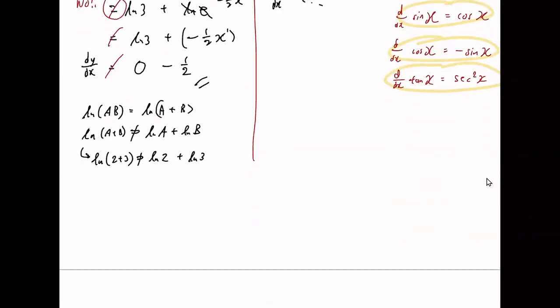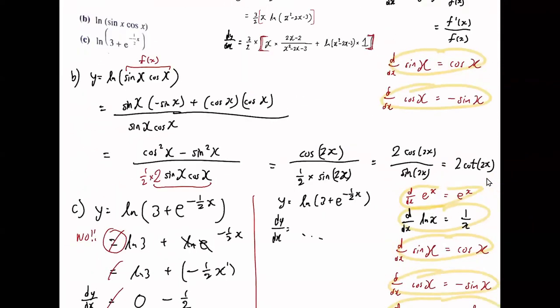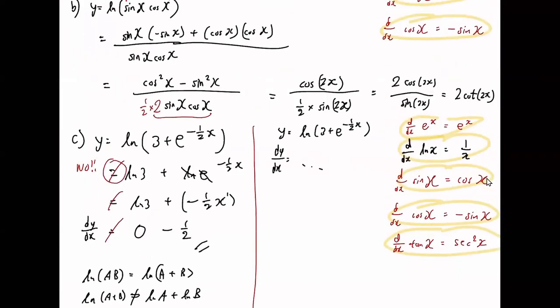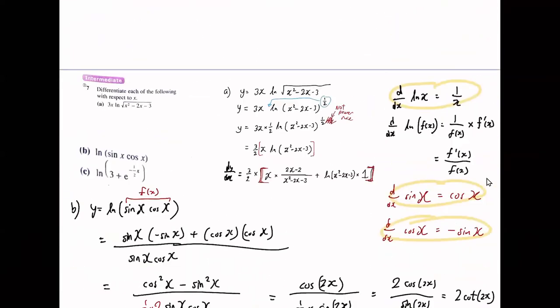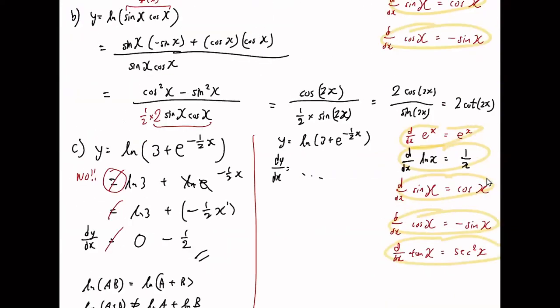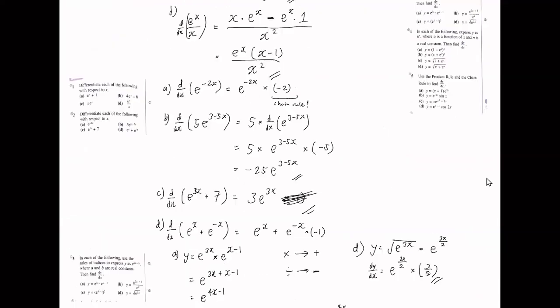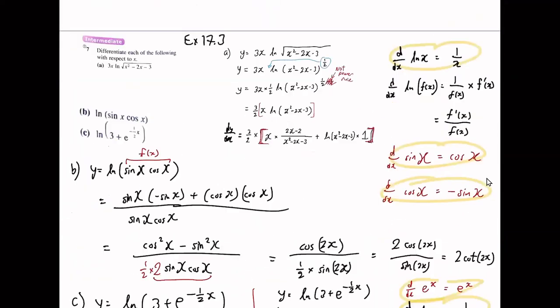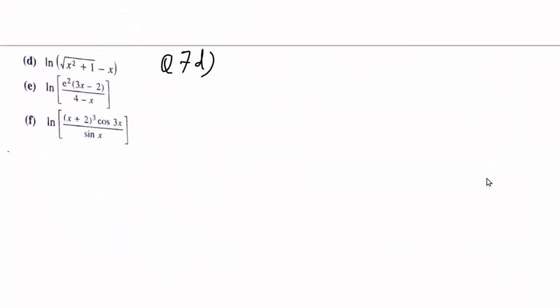Let's see the other example questions. D, E, F. Okay, let's try question. What's the number? Question 7. Actually, what's the exercise? I didn't record down. I think it's 17.3. Exercise 17.3, question 7D. Let's go.